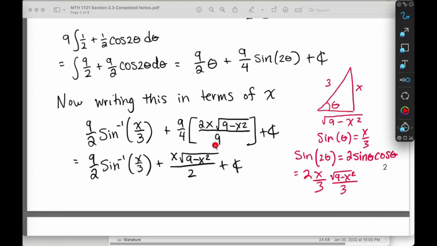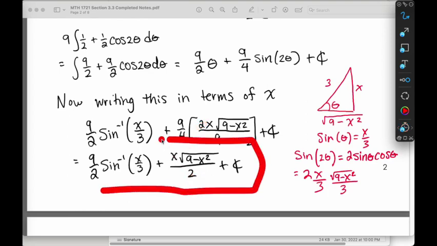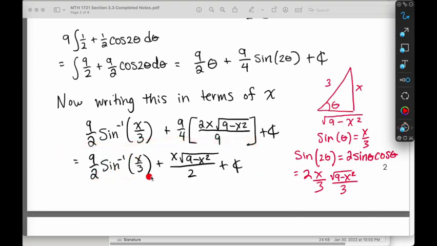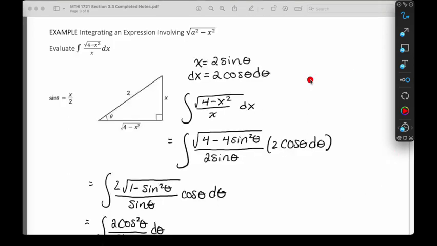Then when I clean it up, I can knock off the 9s, I can make that 2/4 a 1/2, and then my final answer will be this, where I have 9/2 inverse sine of x over 3 plus x times the square root of 9 minus x squared all over 2, plus the constant. In our next example, we're going to do another example involving the expression the square root of a squared minus x squared.